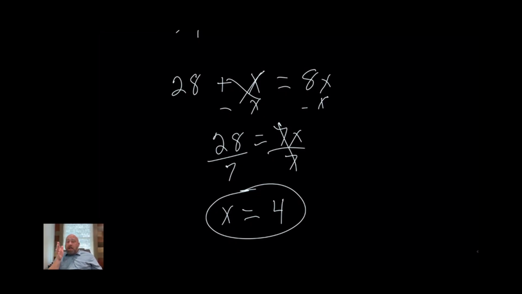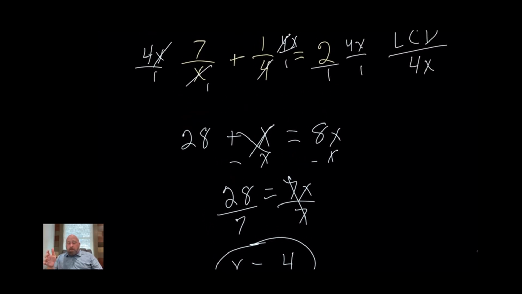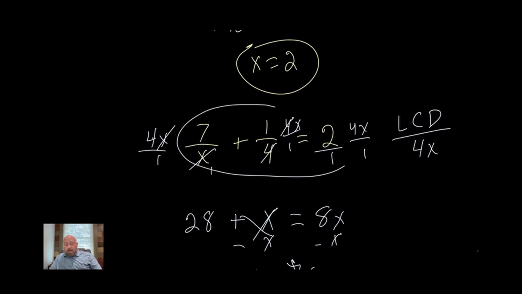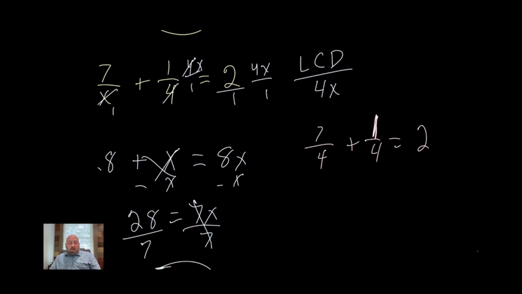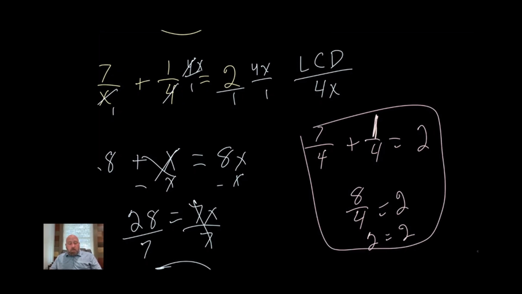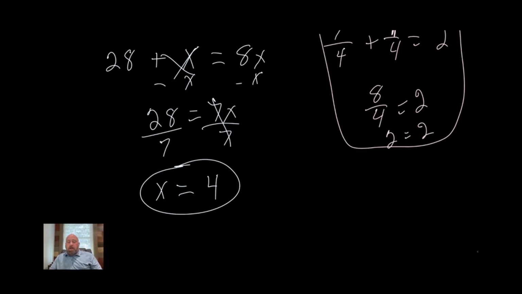Now, there's a way to check these. So what you want to do is take that 4 and go back into your original equation. Let me show you what that looks like. So we'll get 7 over 4, because that was an x there, and then plus 1 over 4 equals 2. 7 plus 1 is 8 over 4 equals 2. 8 over 4, 2 equals 2. Once you divide that out, you get 2. All right, so that checks. So that's one way to check these to make sure that you're getting the right answer.